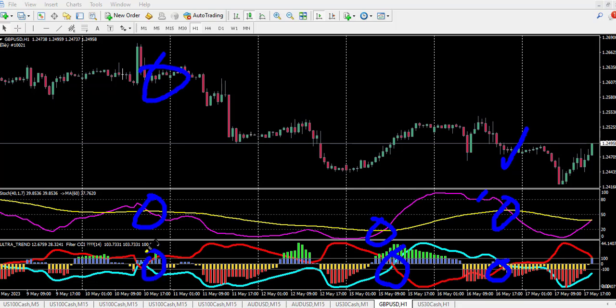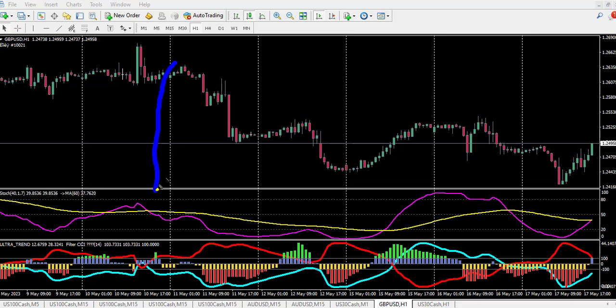Then we have confirmation here at this particular point, but the histogram did not change until this point for a sell, and this is where we have this particular setup. And here is where we have all the indicators in agreement at this particular zone for a sell, and this did deliver and give us great pips. And this is how to use this particular strategy.